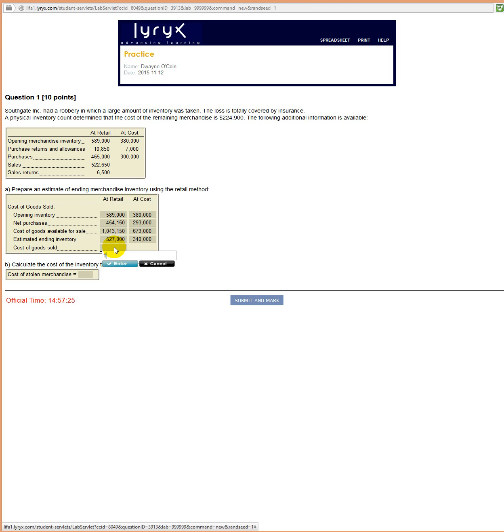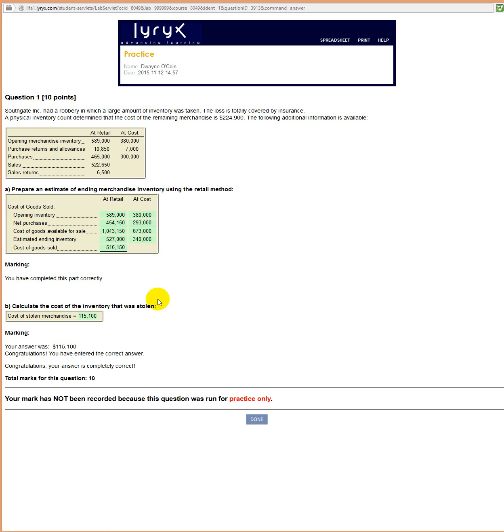So the cost of goods sold would be the amount of cost of goods available for sale minus the $527,000. So our cost of goods sold would be $516,150. The cost of the stolen merchandise would be the $340,000, which we should have according to our calculation just above, minus the $225,000 we had when we went out and made the inventory count to check what was left. So let's see what Lyrics thought of all of that.